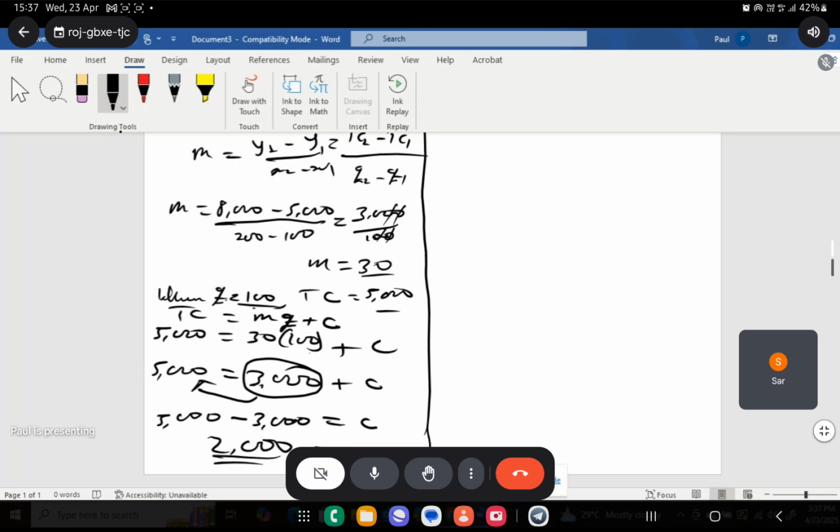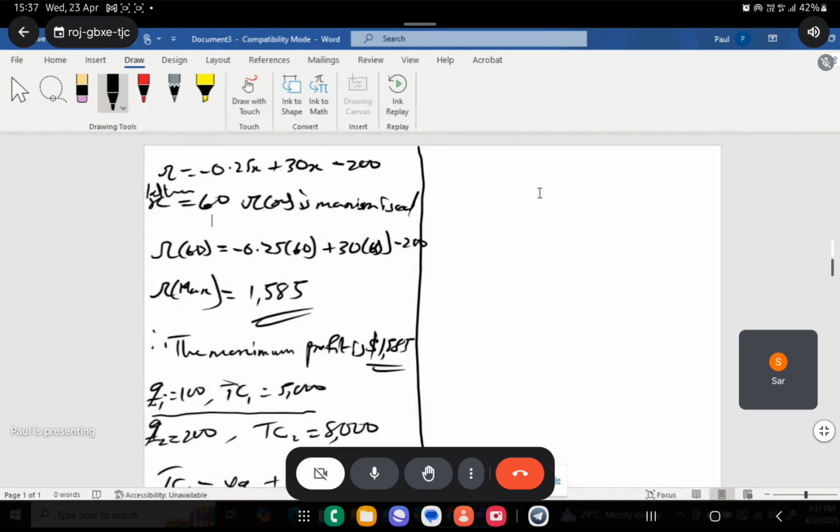Please, do you understand? Yes, so we are done. So therefore, we found our M and C. So our total cost function becomes equal to 30Q plus 2,000. Another approach.